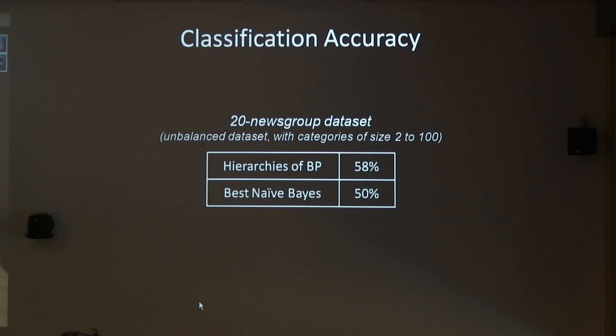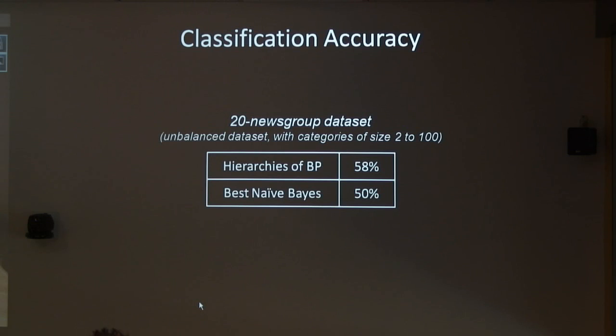Okay, so this is an experiment on the 20 newsgroups data set, where you want to classify into one of, I don't remember, like 10 or 12 categories, and I compare hierarchies of beta processes to naive Bayes. Here, the features that I used are all the words in the document.